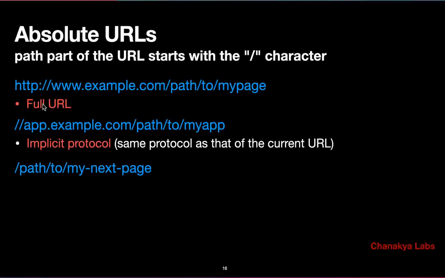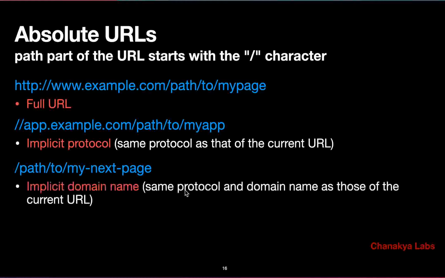In the case of a full URL, you have to specify everything: protocol, domain, everything. However, in some other sessions I have mentioned that if you omit the protocol and simply start the URL with a double slash, then it is called an implicit protocol, which means it will use the same protocol already used in the currently loaded page. If the current page is HTTP, this will be considered an HTTP URL. If the current page is HTTPS, it will be considered an HTTPS URL.